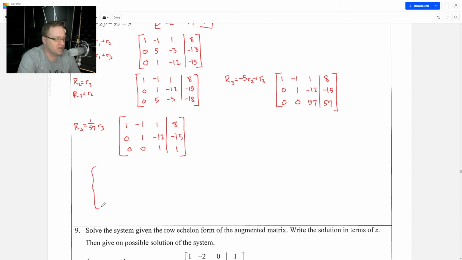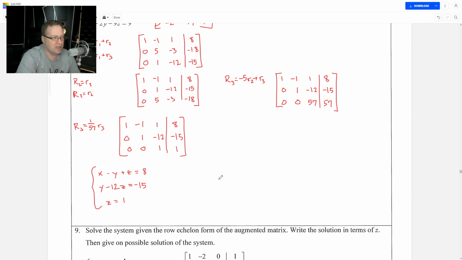So we're going to rewrite this as a system of equations. We have x minus y plus z equals 8. And then we know that no x here, so it's just y minus 12z equals negative 15. And then here, what do we have? We just have z equals 1, all right?